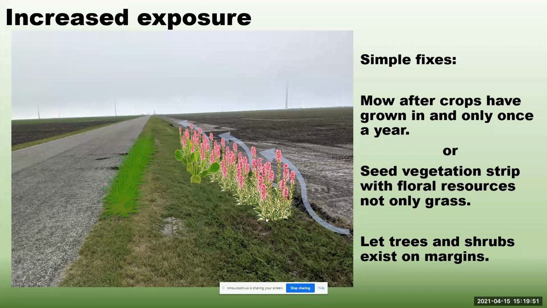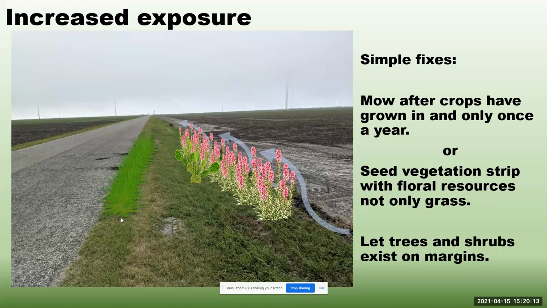And also only mow once a year, because that woody vegetation and even the stems from things like sunflowers and various grasses are used by a number of bees for nesting. In the landscape, in most agricultural fields where that is all removed, we're removing, again, nesting sites, and therefore we have no way for the bees to exist the following year.